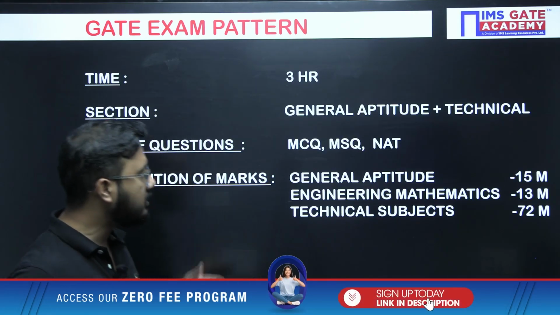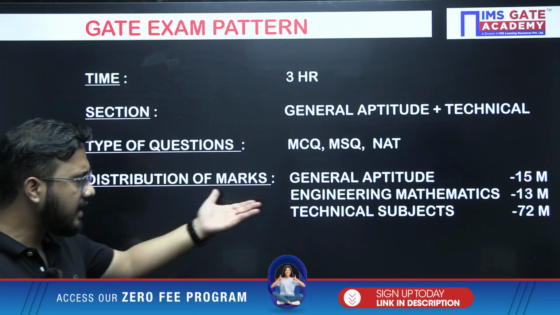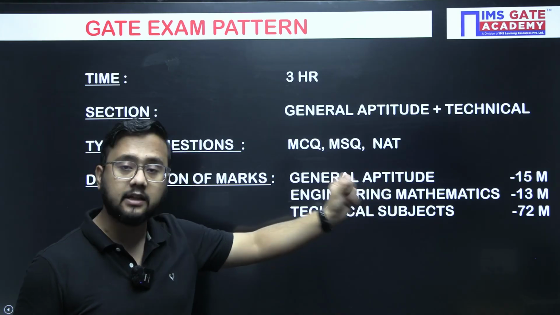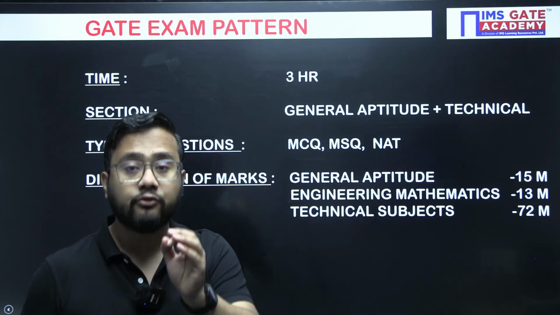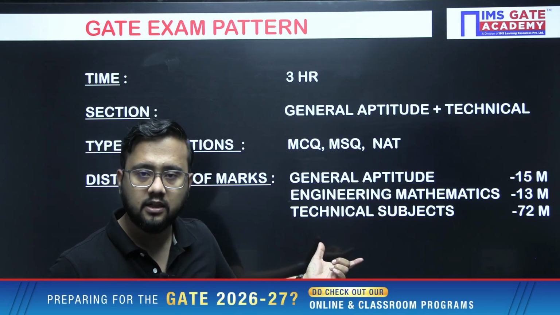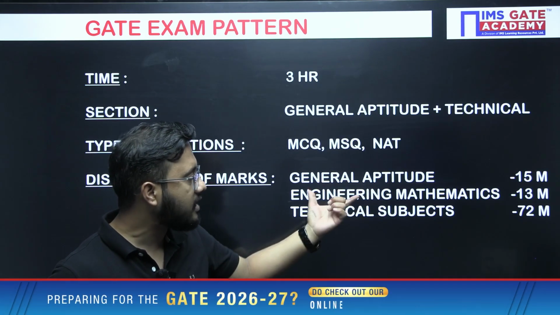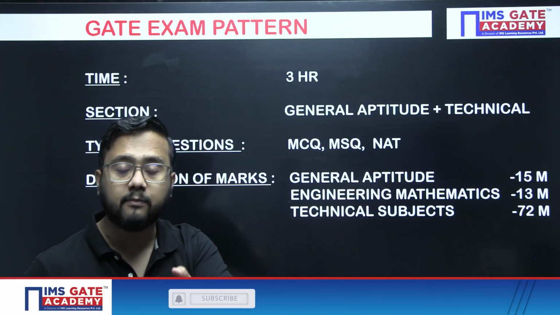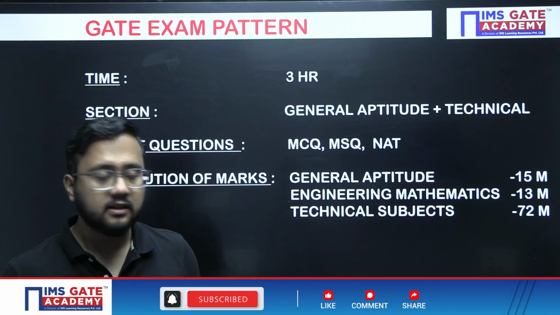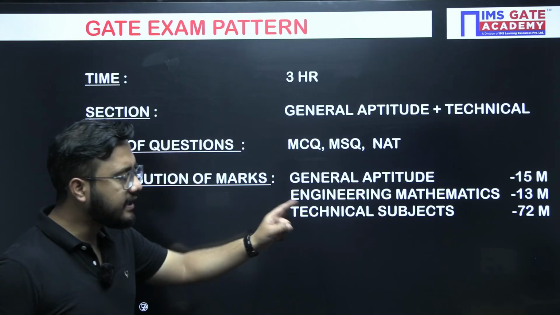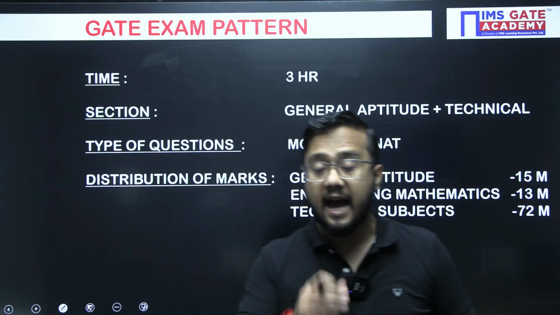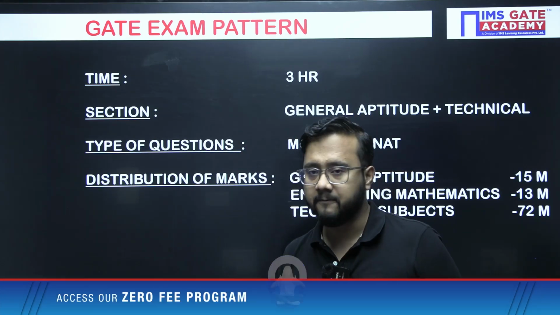Now if I talk about the different subjects, as I already told you, general aptitude has 15 marks. Then we have engineering mathematics, 13 marks. So this weightage is fixed, right? The remaining 72 marks will be from the technical subject. You should be aware that aptitude and mathematics together consist of 28 marks, and that is a huge weightage. So this is a very important topic that we need to understand. Now coming to the technical subjects, we'll discuss all the subjects, important topics, and the weightage as well, right?